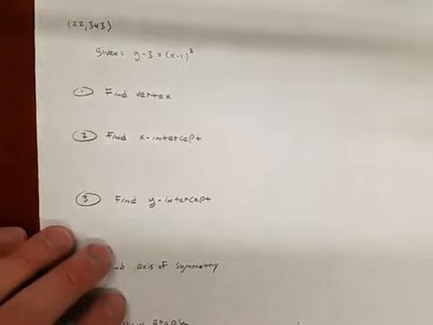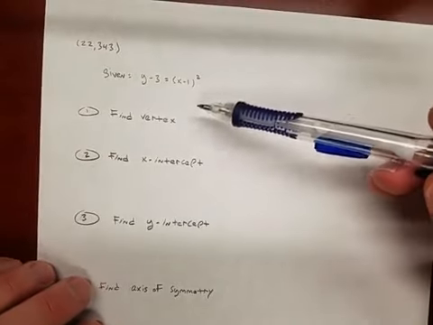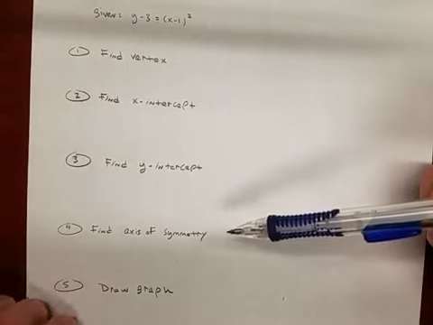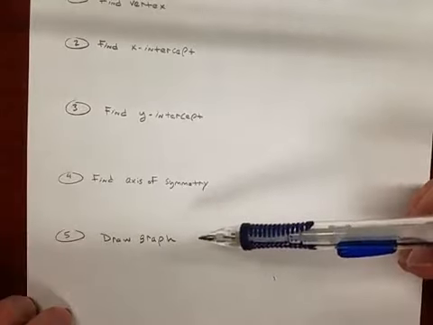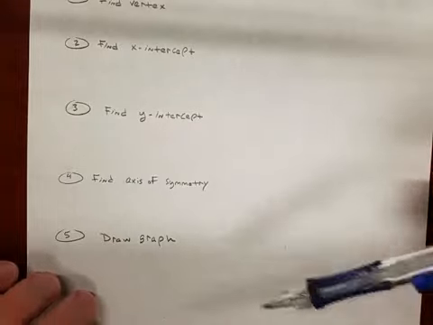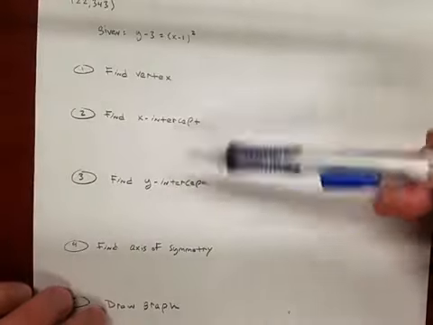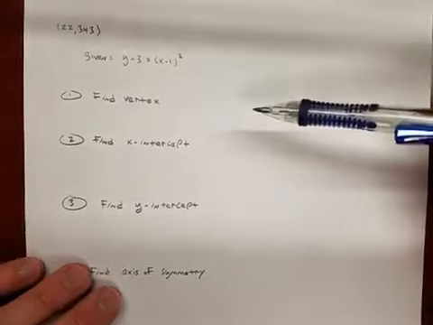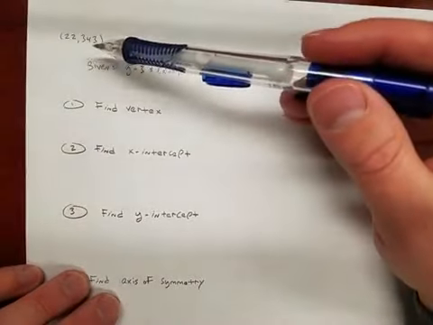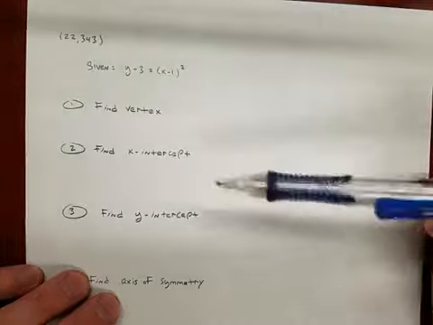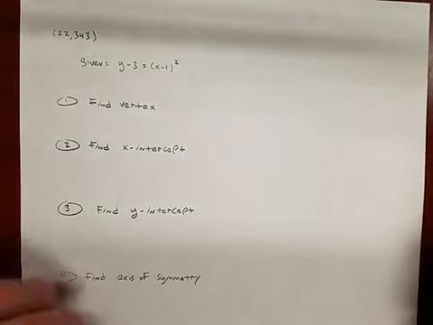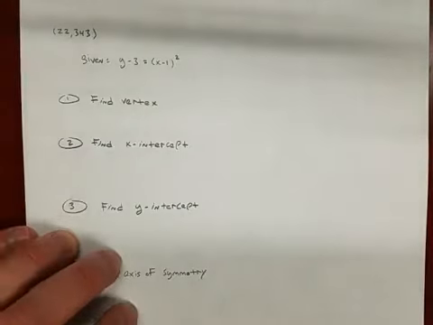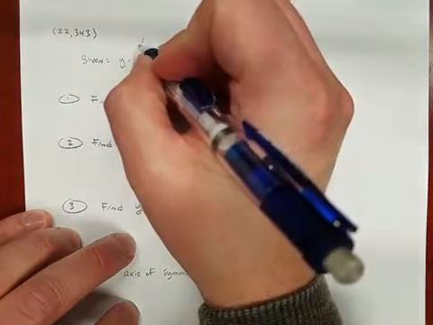What does it ask us? It says, for this, what's the vertex, the x-intercept, the y-intercept, the axis of symmetry, and then after you get all that, draw the graph. Some of this stuff we've talked about already, and some of it we haven't, but I'll discuss all of it here. It's problem 22 from page 343 in the book.